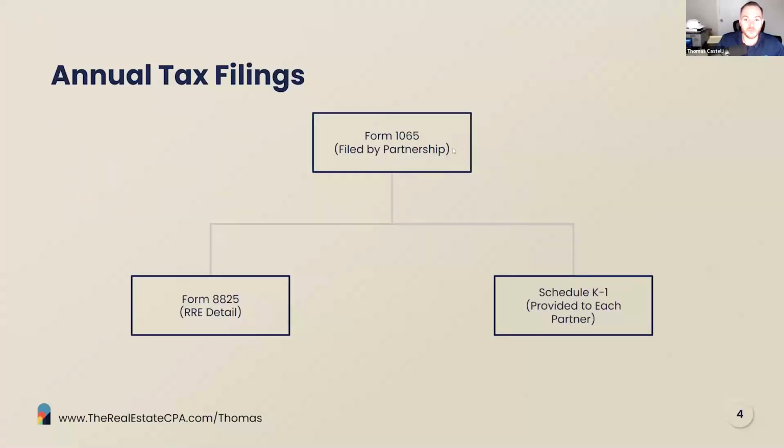Now, within Form 1065, the actual real estate itself, the rental real estate, is typically filed on Form 8825, which is basically the partnership version of Schedule E, if you're familiar with that form. And then again, you will receive your K1 along with the rest of the partners.